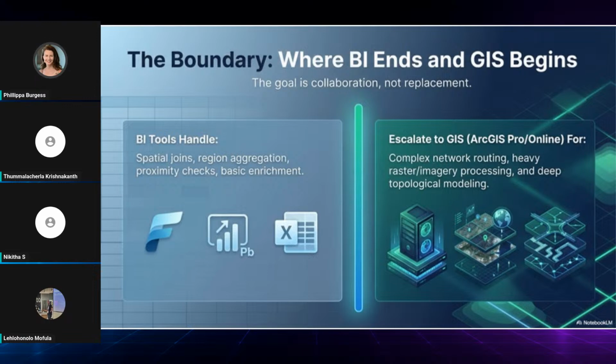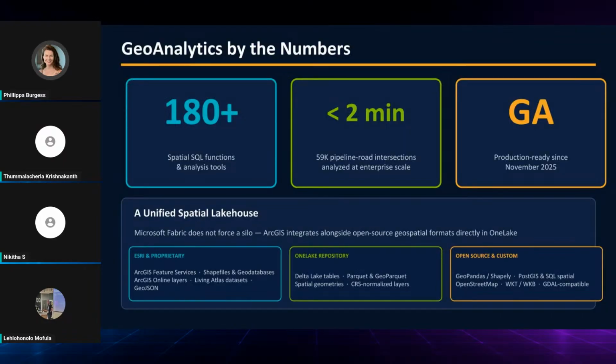And so BI tools handle the spatial joins, the region aggregation, the proximity checks, the basic enrichment. So there's a lot you can do in Fabric, in Power BI, in Excel, but don't worry that you aren't going to do everything, and that especially within enterprise, there's points where things are handed off to the GIS team. So the goal is to get everybody to work collaboratively, not competitively.